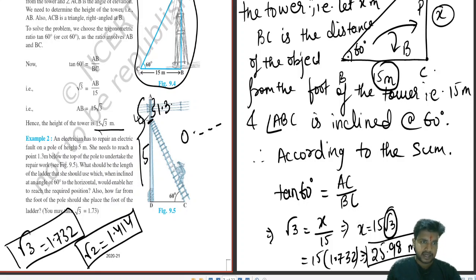What should be the length of the ladder that she should use, which when inclined at an angle of 60 degree to the horizontal would enable her to reach the required position? The first question: we have to find first of all the length of the ladder, that is x. Now how will you do this? If this length is 5 and this length is 1.3, so what is this length? 3.7.